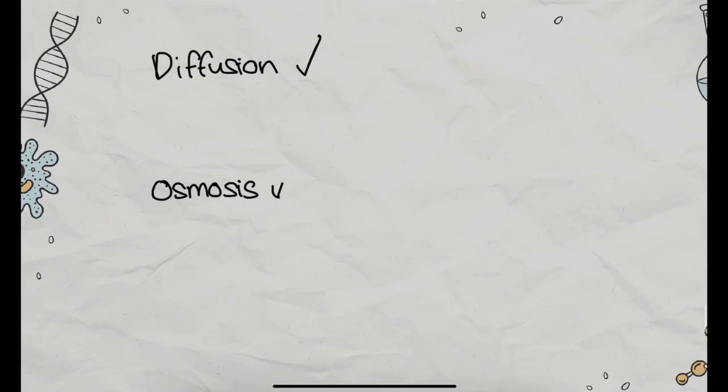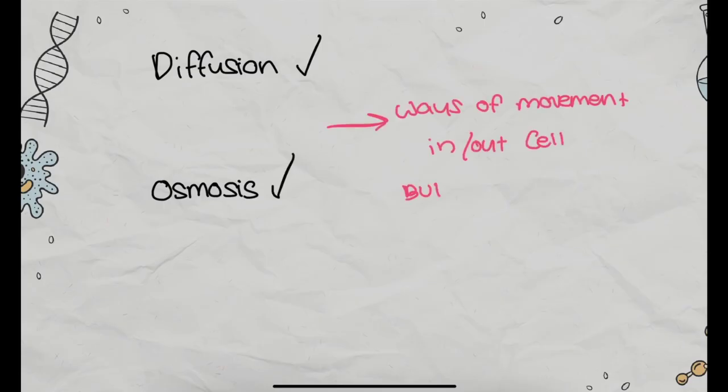There we go. We went through two of the main ways molecules move in or out of the cell, keeping in mind that these are passive transportations.